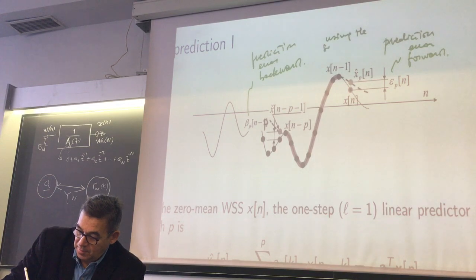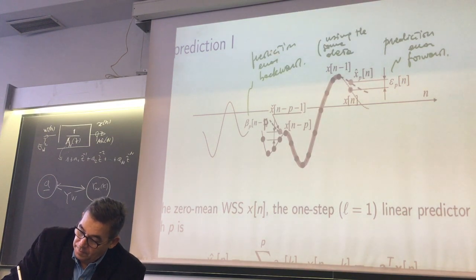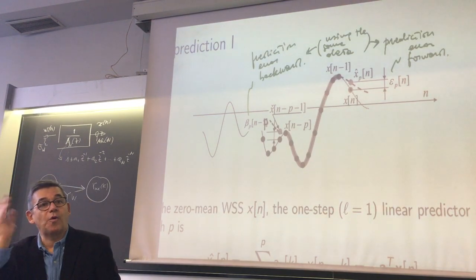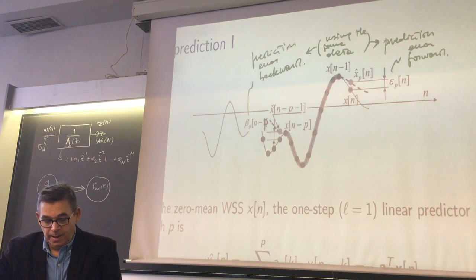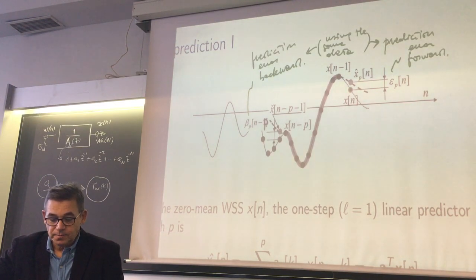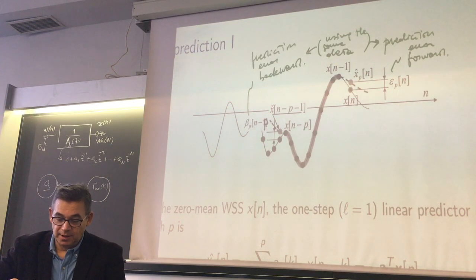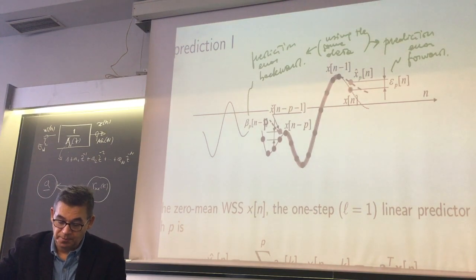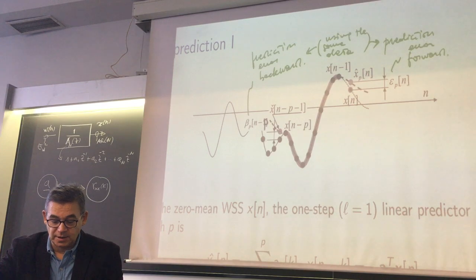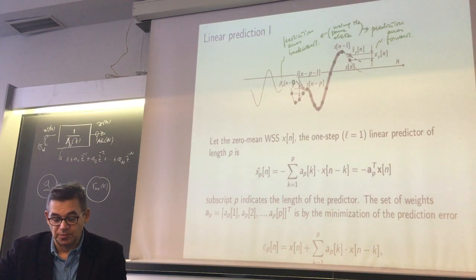Now look specifically at these two, using the same data. Forward prediction and backward prediction are using the same data. By the way, the forward prediction is the hat down and the backward prediction is the hat up. Now, let's enter a little bit into the notation.